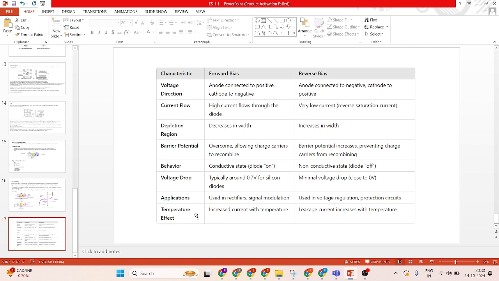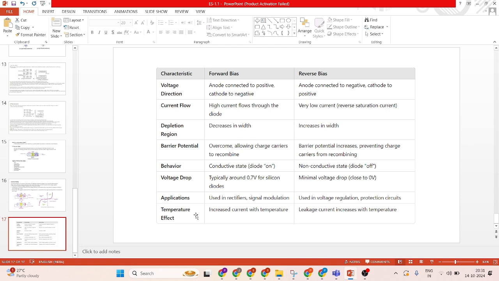Here you can see in forward bias, the anode is connected to positive and the cathode to negative, and in reverse bias, the anode is connected to negative and the cathode to positive. Current flow: in forward bias, high current flows through the diode, but in reverse bias, very low current flows. Depletion region: in forward bias, there is a decrease in width, as we have seen in the previous slide, because of the attraction of holes and electrons. But in reverse bias, there is an increase in width, totally opposite.